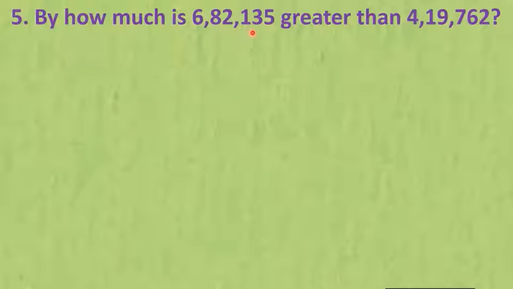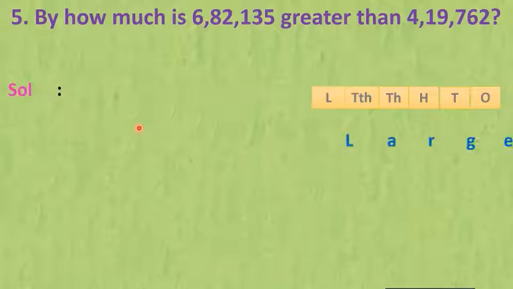By how much is 6,82,135 greater than 4,19,762? Already they have given how much this number is greater than this one. Means minuend is here 6,82,135 and the subtrahend is this one. But we have to write the larger number and the smaller number, and you have to write the difference greater. Okay, let us write that.